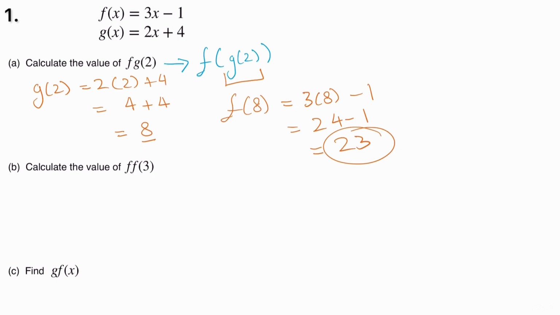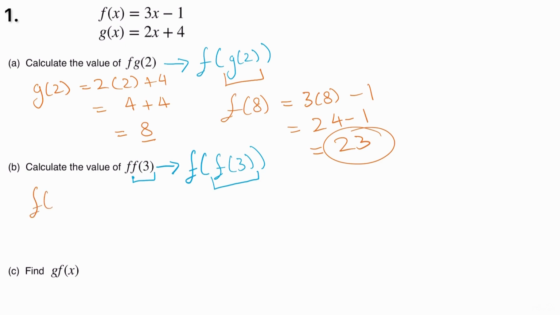And now moving on to part B. So first you want to write this out as f of f of 3. And we want to deal with this part first. So whichever letter is next to the brackets, deal with that one first. So this f is next to the bracket, so deal with this first. And then whatever answer you get from this, you can plug that into the f function again.